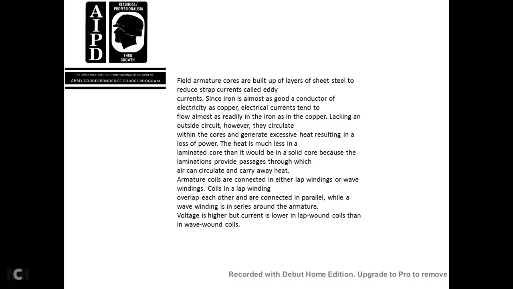Armature cores are built up of layers of sheet steel to reduce the trapping of currents called eddy currents. Since iron is almost as good a conductor as copper, electrical currents tend to flow almost as readily in the iron as in the copper windings. However, they will circulate within the cores, generating excessive heat and resulting in a loss of power. The heat is much less in a laminated core than it would be in a solid core, because the laminations provide passages through which air circulates and carries away the heat.